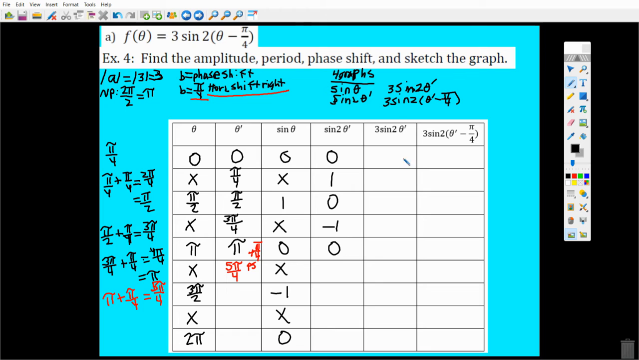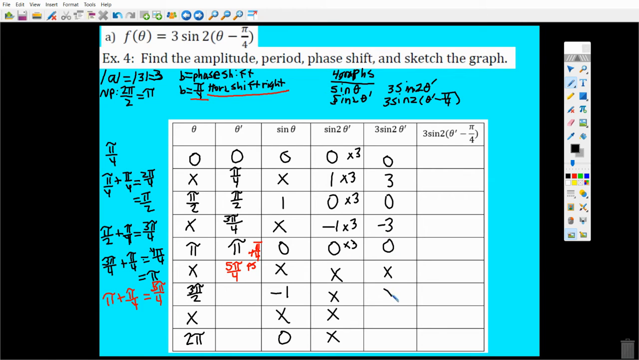Okay. Now for these here, we're done with these. We don't need these values because this one doesn't complete its cycle all the way to 2 pi. It just ends right here. But for 3 sine of 2 theta, remember the 3 is an amplitude. The amplitude means you multiply these by 3. Again, it's a vertical stretch by 3 units. So this is 0. 1 times 3 is 3. 0 times 3 is 0. -1 times 3 is -3. And 0 times 3 is 0.